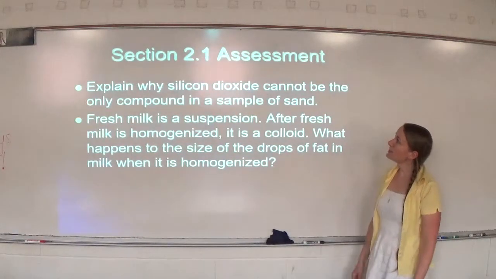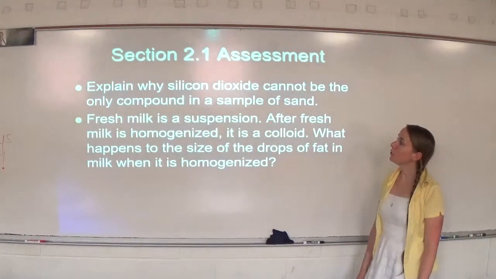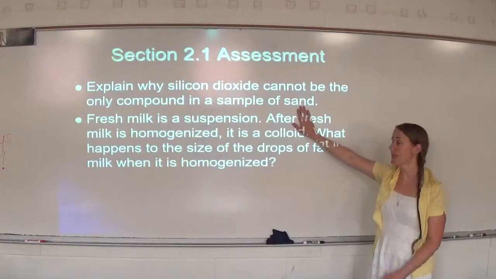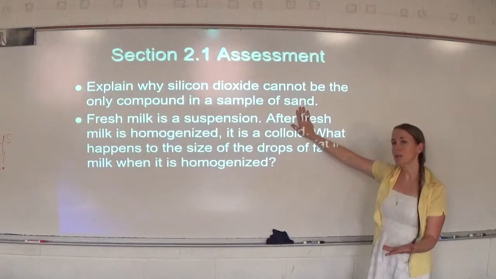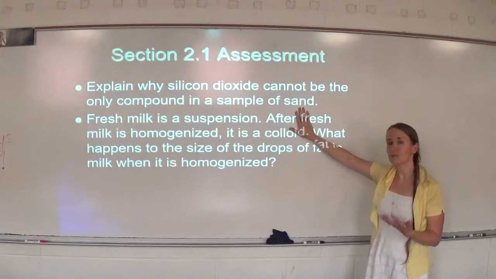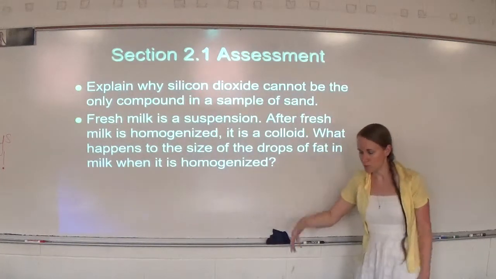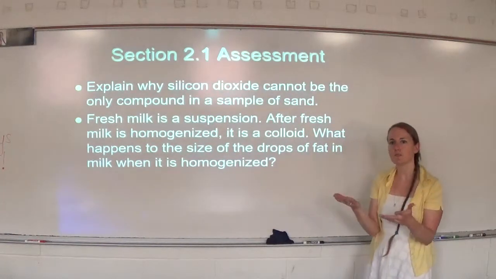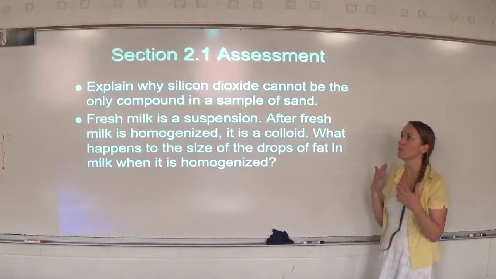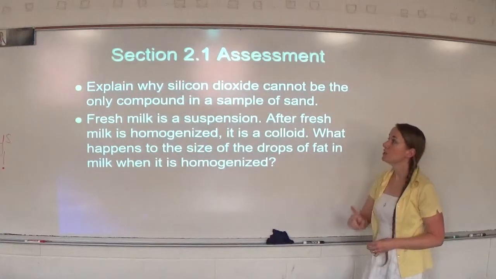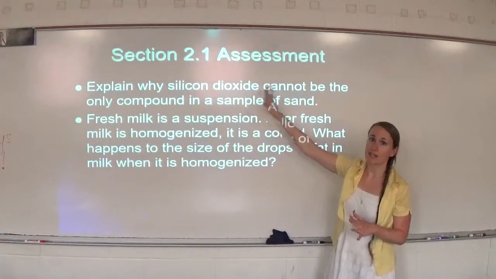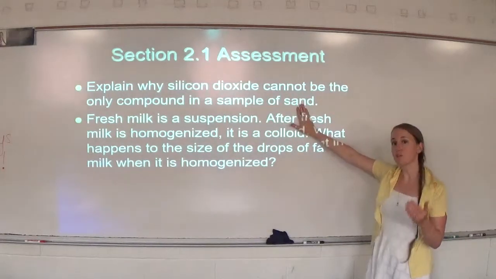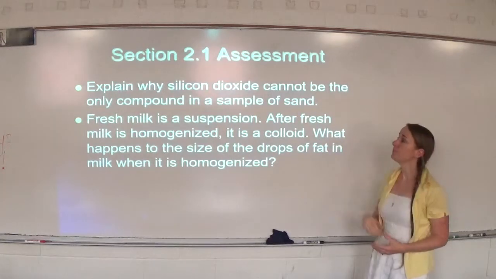So explain why silicon dioxide cannot be the only compound in a sample of sand. One of the main components of sand is silicon dioxide. But why can it not only be that? Well, the thing is, different sand looks different. Even if you scoop up one handful of sand at the beach, even looking at the grains, they're going to look different. So that shows us that sand is more than just one compound. So it can't all be silicon dioxide. There must be other things in there also. Because every grain of sand doesn't look the same.